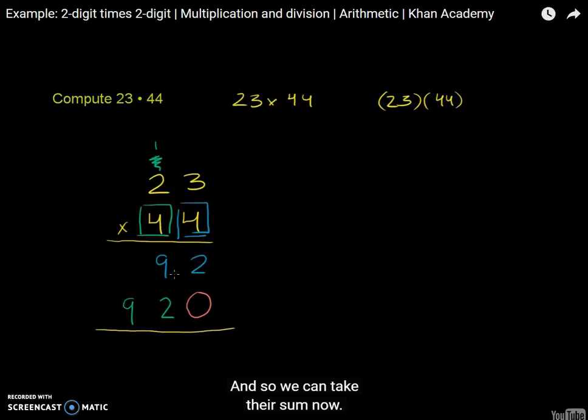And so we can take their sum now. Let's add them up. 2 plus 0 is 2. 9 plus 2 is 11. Carry the 1. 1 plus 9 is 10. Put a comma here just so it's easy to read every third digit. So 23 times 44 is 1,012.